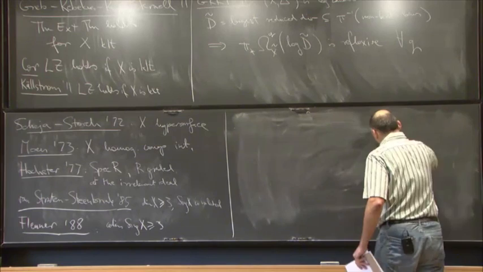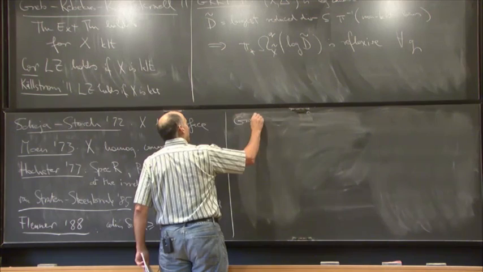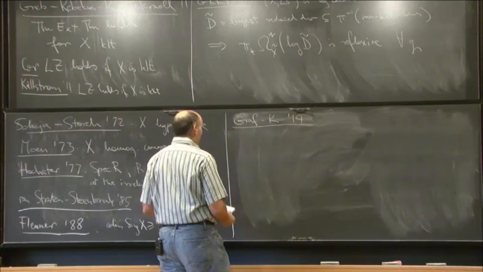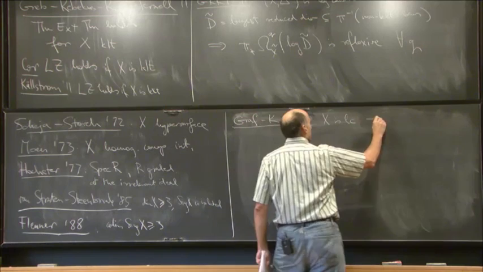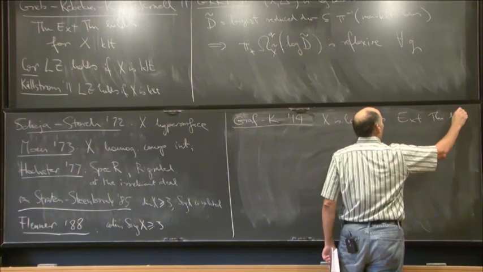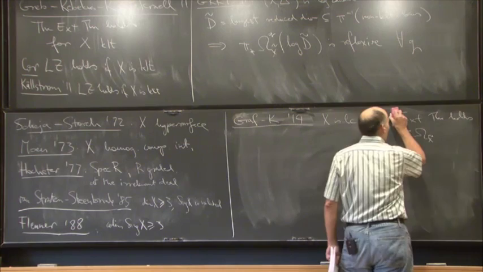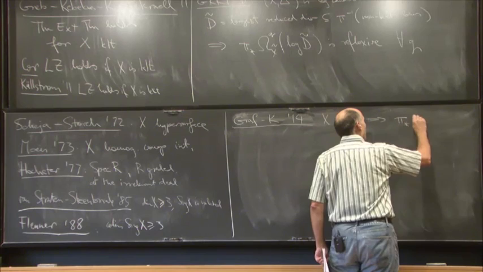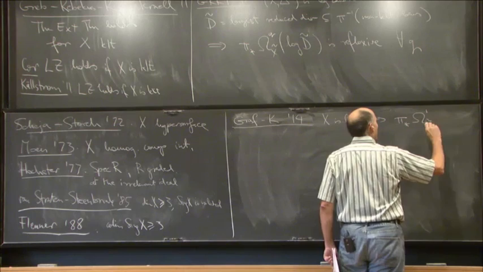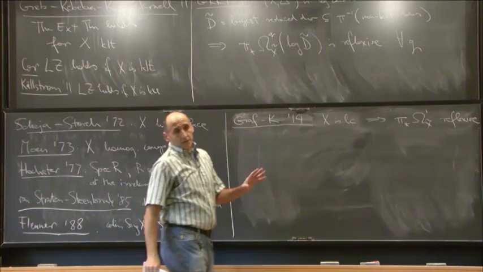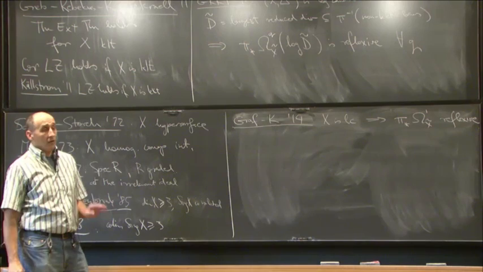So Patrick Graf and myself proved the following. One thing that follows from our work is that if X is log canonical, then the extension theorem holds. And by this, I mean that π_* Ω_X to the, oh, sorry, I shouldn't. OK, I take this back. This is what holds. I forgot what I defined the extension theorem to be. So for p-forms, the extension theorem holds if X is log canonical.